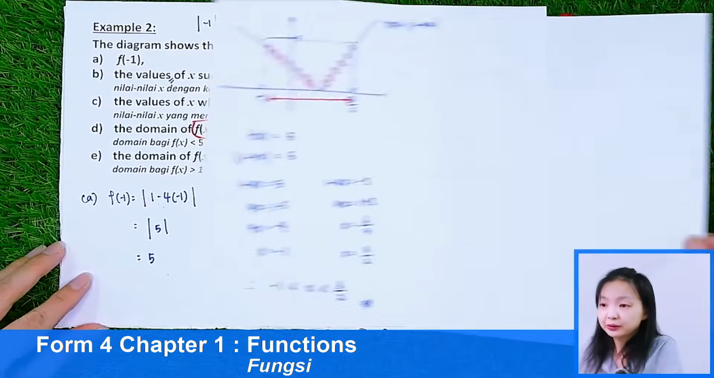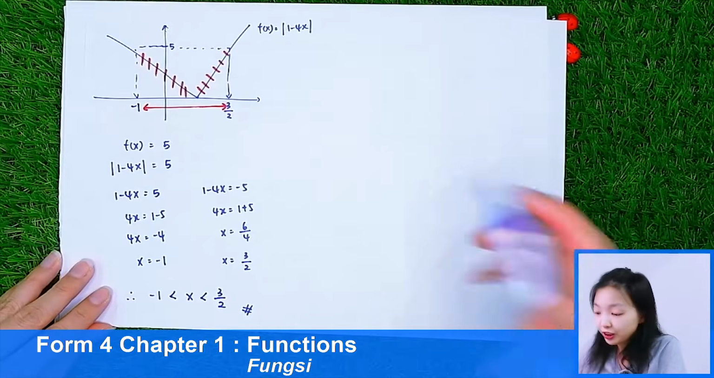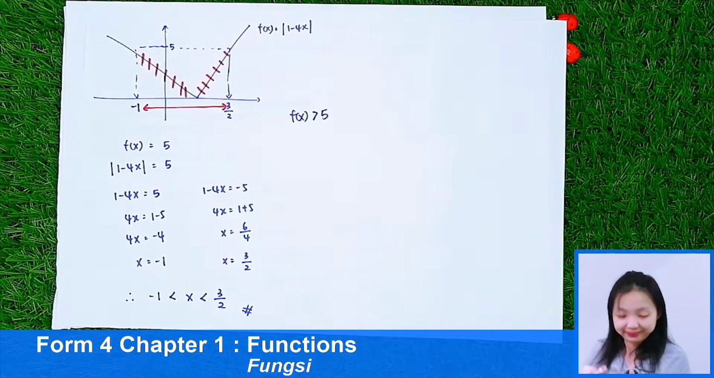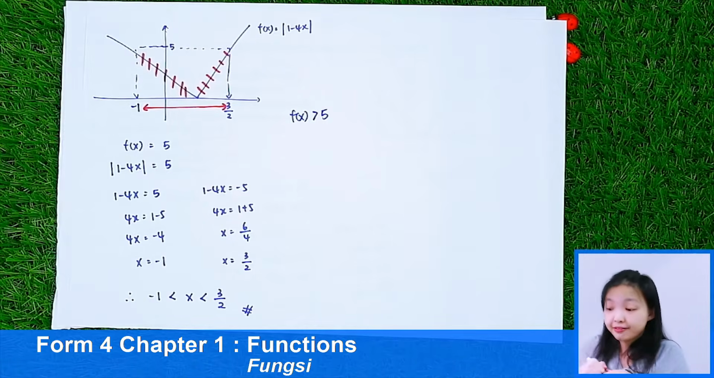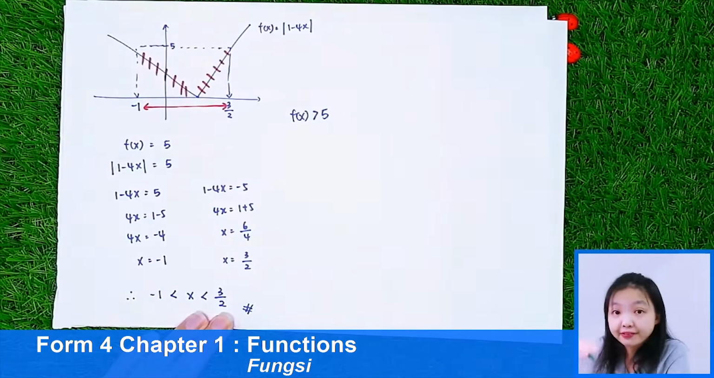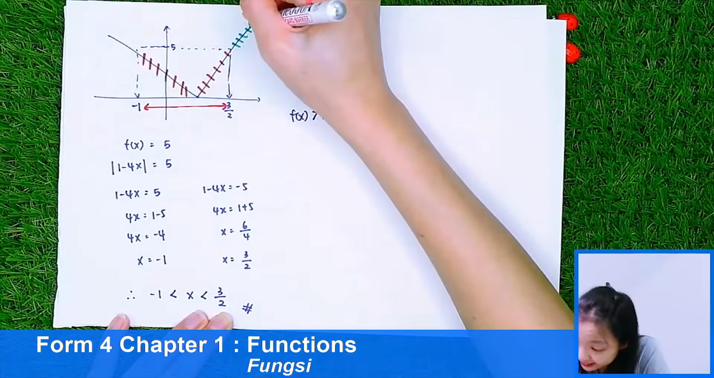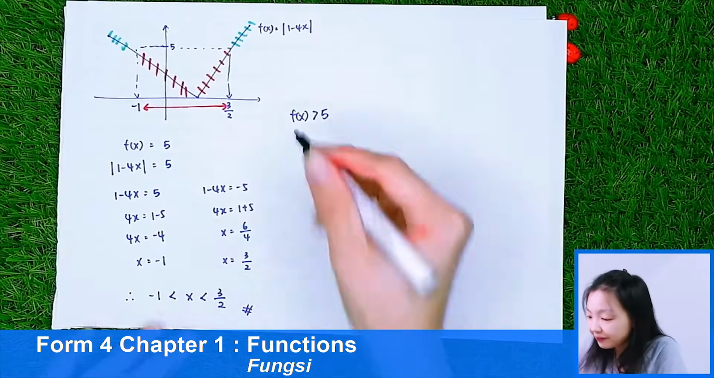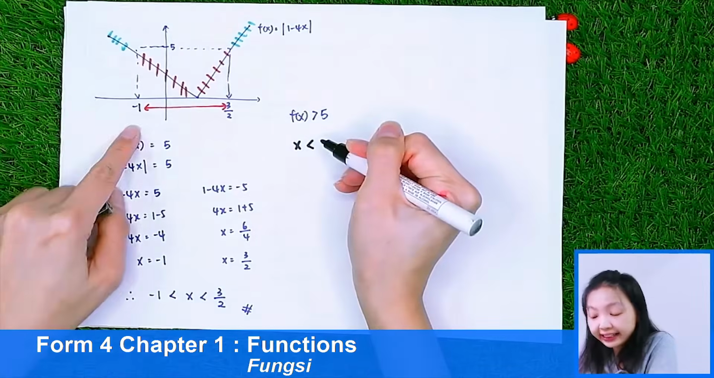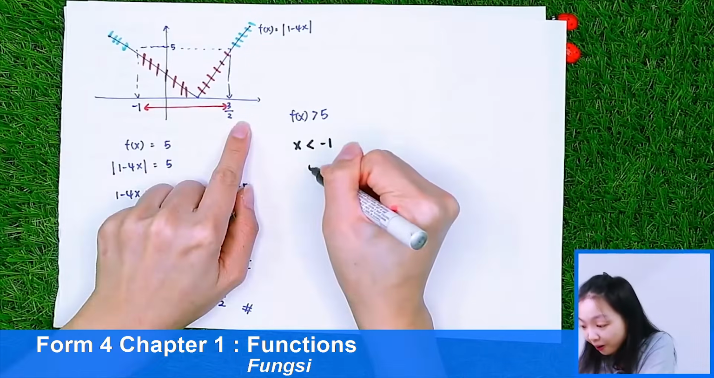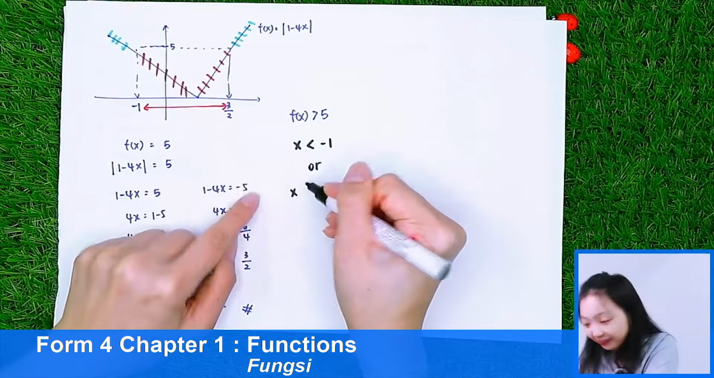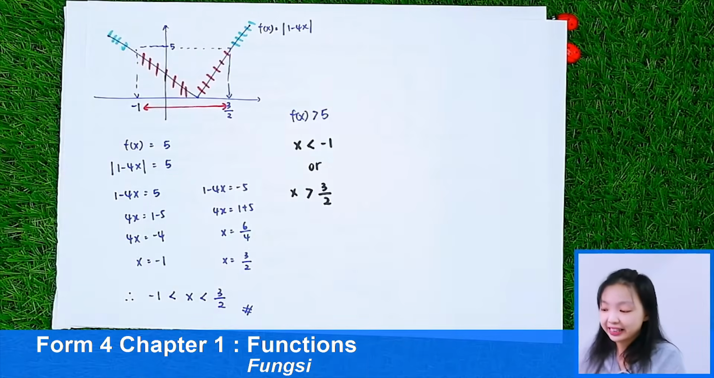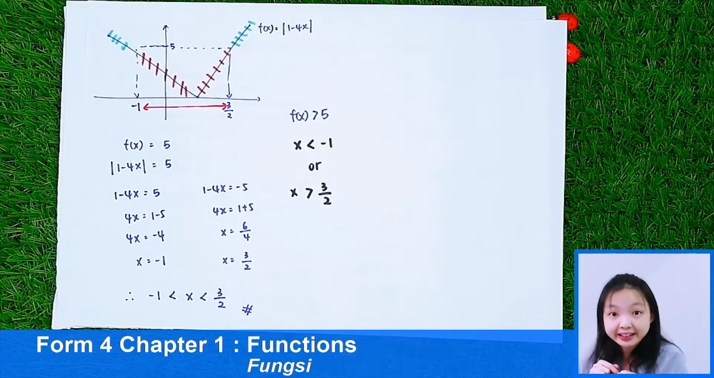Okay, let me ask you, if in case my question changed to f(x) greater than 5, what will be my answer? So here is the part which is f(x) greater than 5, which is here and here. So what will be the answer for this question? It will be x smaller than negative 1, or x greater than 3 over 2. So this will be the answer if the question is f(x) greater than 5.